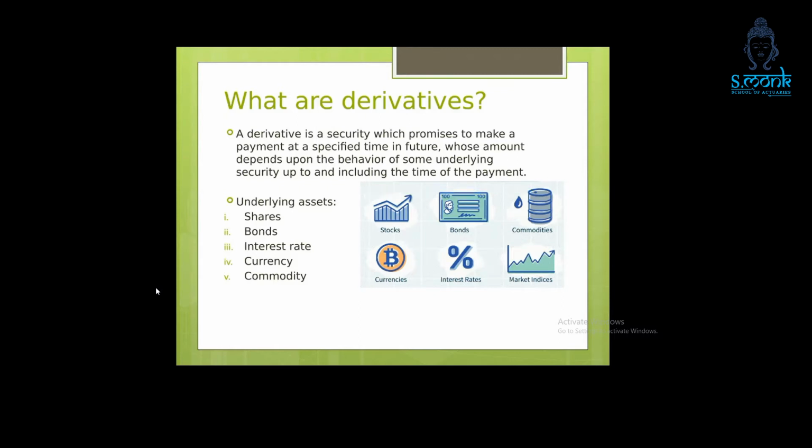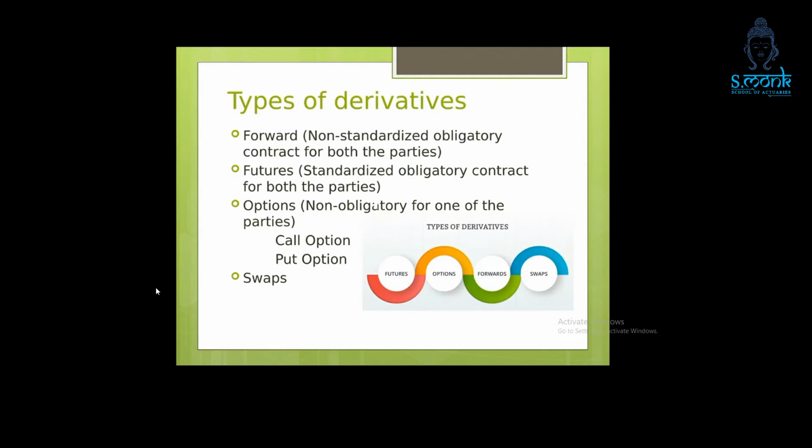Let's look at the types of derivatives now. There are four main types of derivatives: forward, futures, options, and swaps. In a forward contract, two parties are involved. One is a buyer and the other is a seller. Now you may wonder, why is it called a forward contract? It is because the transaction takes place at a forward date.